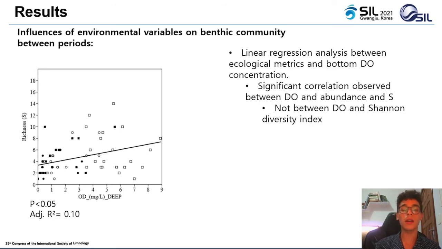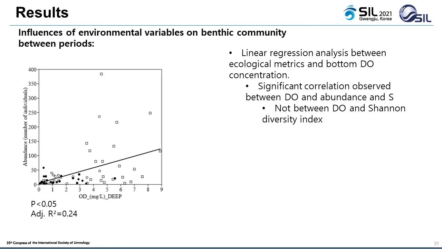Because of canonical correlation analysis, we performed linear regression analysis between ecological metrics and bottom dissolved oxygen. A significant correlation was observed between dissolved oxygen and abundance, but not between bottom dissolved oxygen and Shannon diversity index, as observed in the graphs.